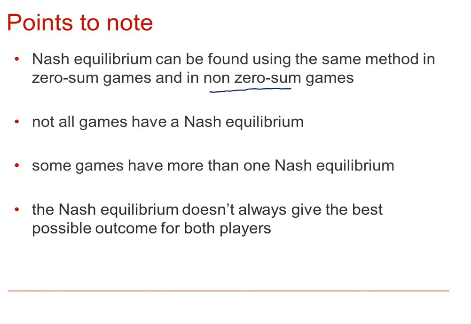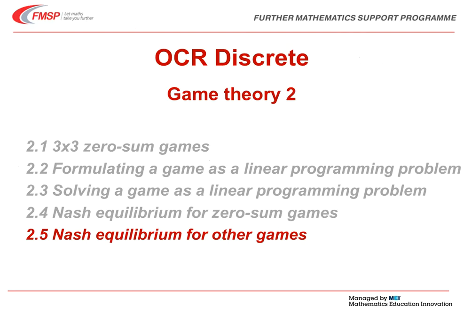Not all games have a Nash equilibrium, and some games have more than one Nash equilibrium. And the Nash equilibrium doesn't always give the best possible outcome for both players. In the next video, we will be investigating these ideas further and looking at the Nash equilibrium for other non-zero-sum games.